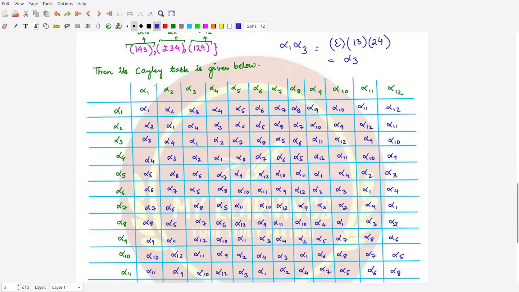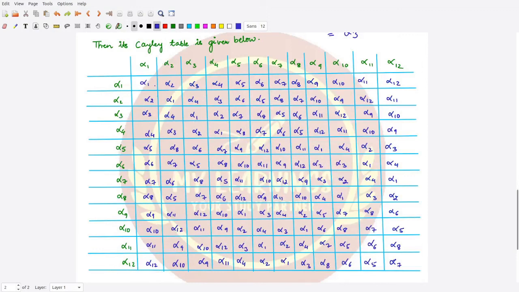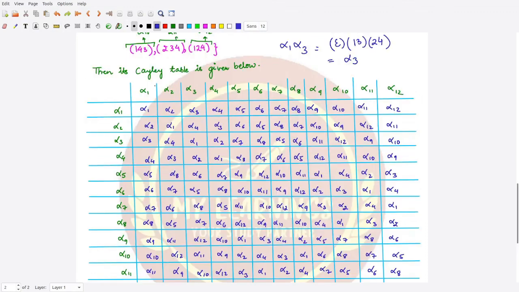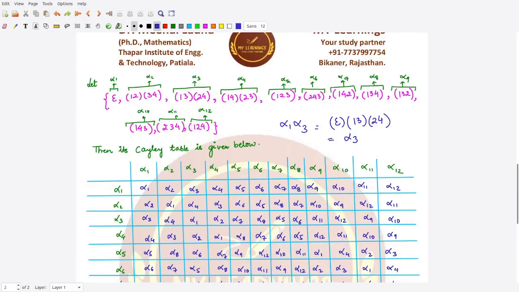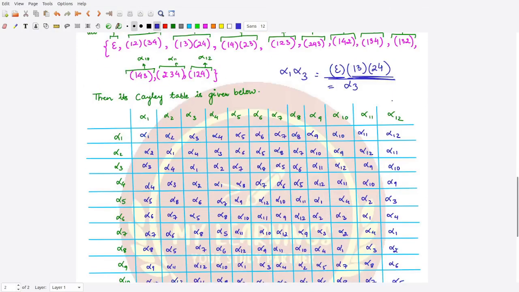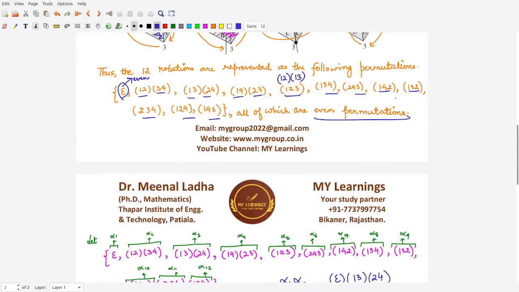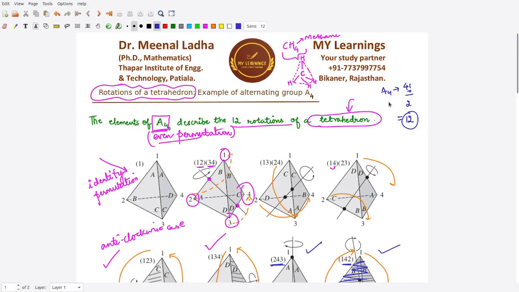You could match your entries with this table and see whether the same Cayley table is obtained by you for this alternating group or not. I hope you understood this one, and I am pretty sure you can very easily perform this multiplication of two different permutations, which we have discussed in the previous videos very well, right? So that is it for this video. Thank you for watching.